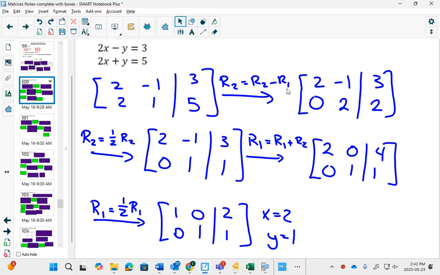Notice how I did row 2 minus row 1? If you did row 1 minus row 2, it's not wrong, right? Both of those give you 0. There's often more than one way to come up with how to get it to equal 0.